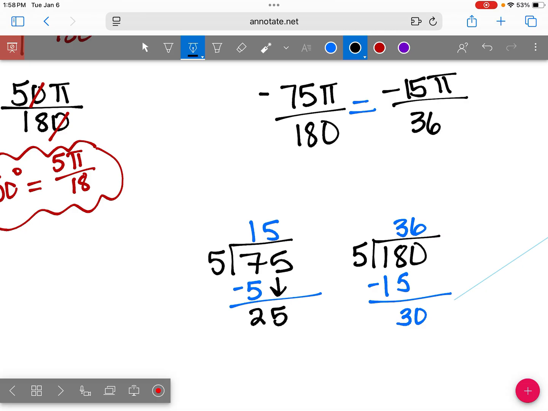So are we done? We got 15 over 36. Can I divide it again, or am I stuck? I can divide it again. What number goes into 15 and 36? 3. Let's do it.